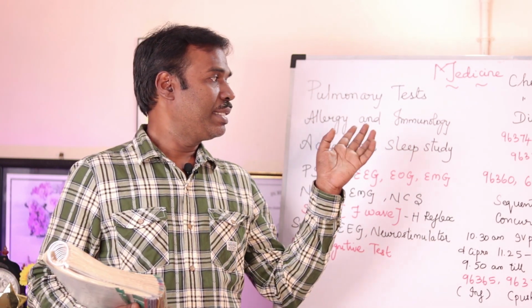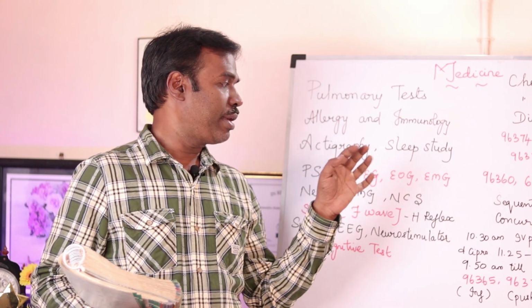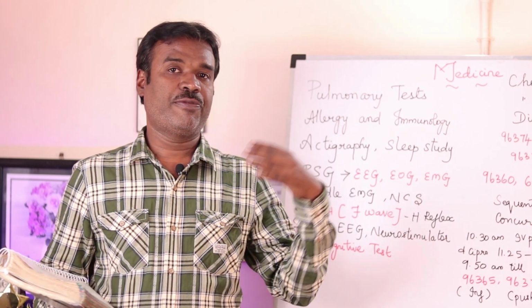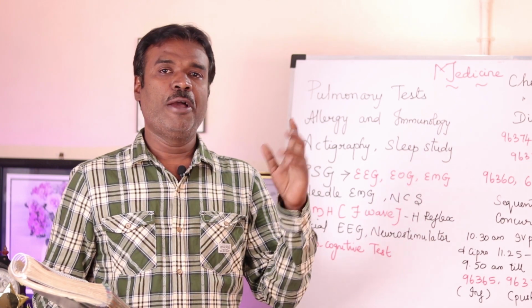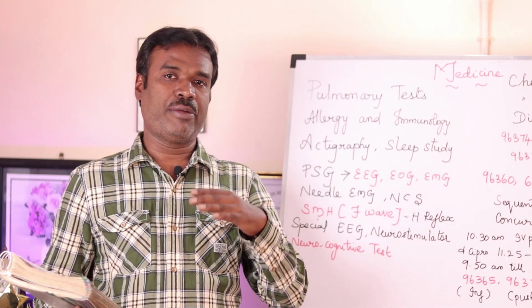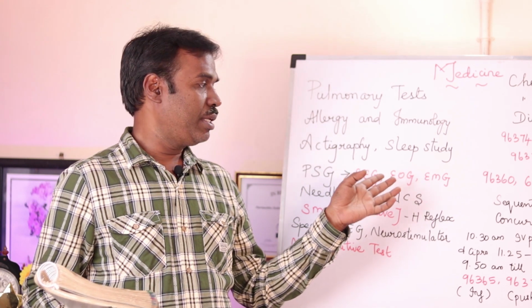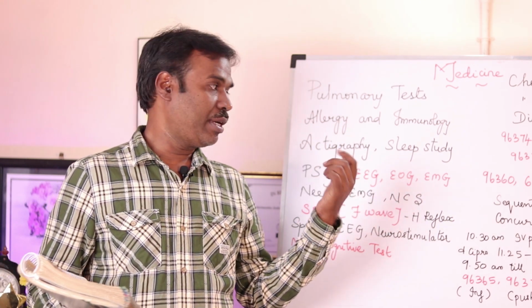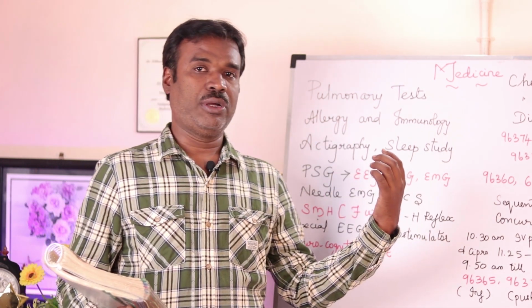So what are the things that are going to be studied in a sleep study? Essentially, they will be talking about the EEG, EOG and the EMG. A specialized form of sleep study is a PSG, which is polysomnography. Polysomnography has so many parameters, of which the basic parameters are the EEG, EOG and the EMG. Here EEG is electroencephalogram, EOG is electro-oculogram and EMG is electromyogram.